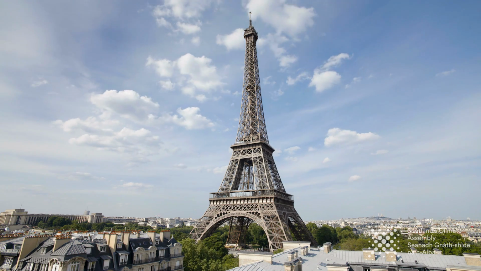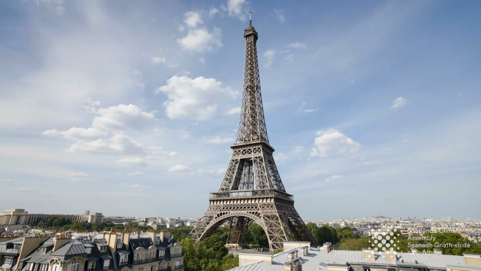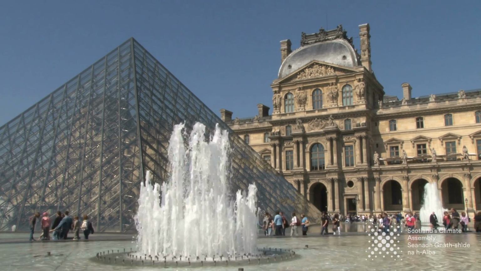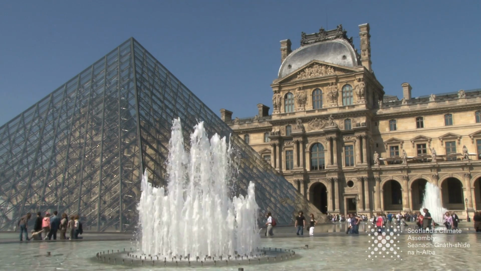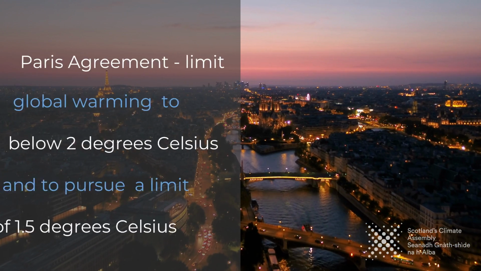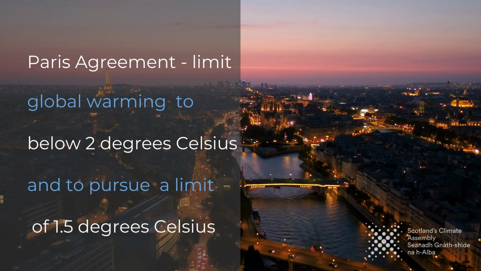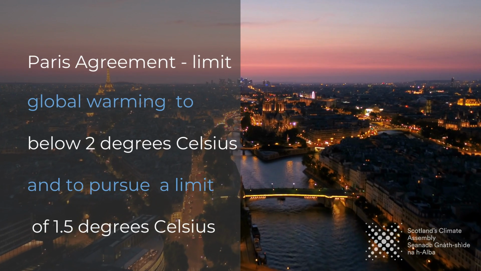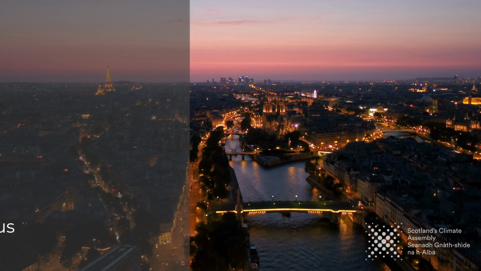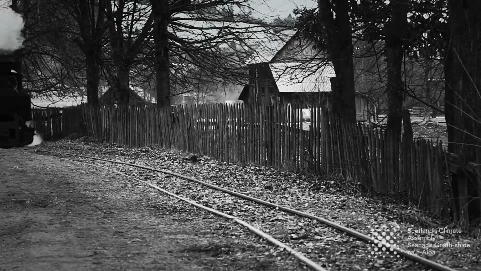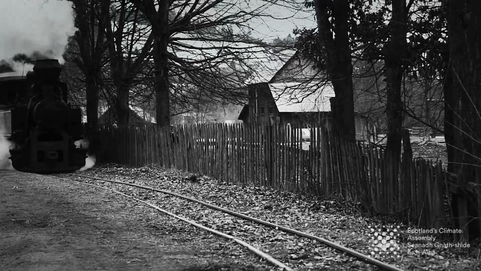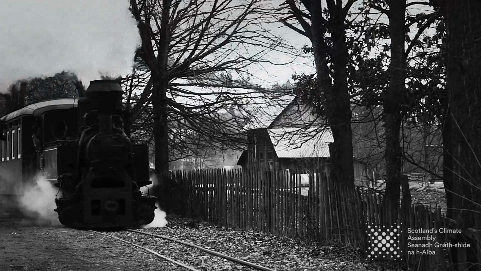But in Paris in 2015, at a United Nations conference on climate change, almost all countries signed an agreement, now known as the Paris Agreement, to limit global warming to below 2 degrees Celsius and to pursue a limit of 1.5 degrees Celsius. Now, when we talk about limiting global warming to 1.5 or 2 degrees Celsius, we're comparing current global average temperatures to pre-industrial levels, roughly 200 years ago, before we began to develop machinery that required burning fossil fuels.